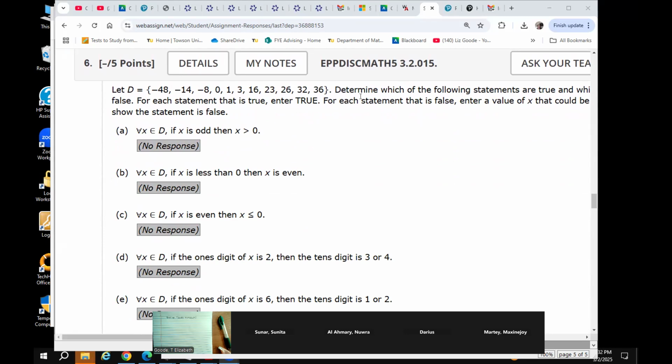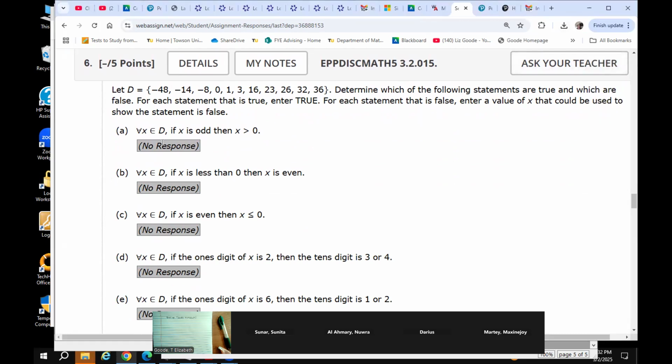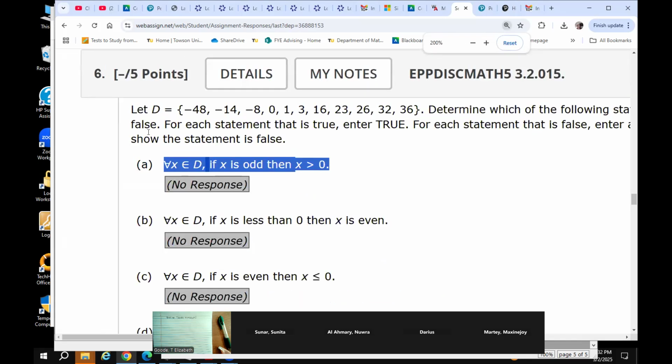All right, so here it says determine if the following statements are true, which are true and which are false. So the first statement says, can you read that statement? Can you see it? Is it big enough on the screen? Yes. Do you want me to read it for you? You're breaking up. Can you see it? Yes, I can see.